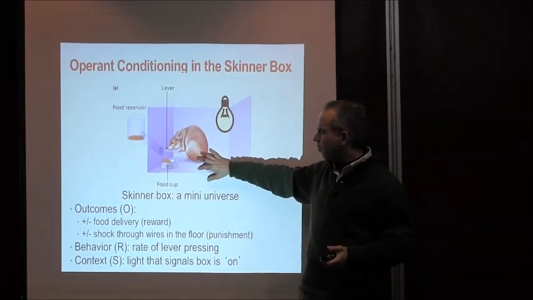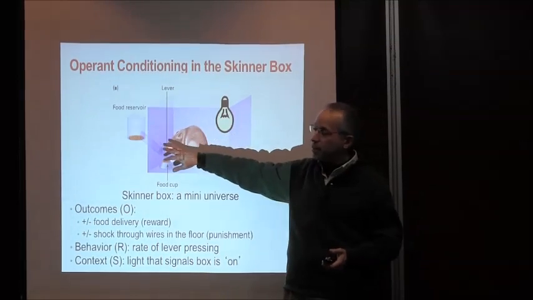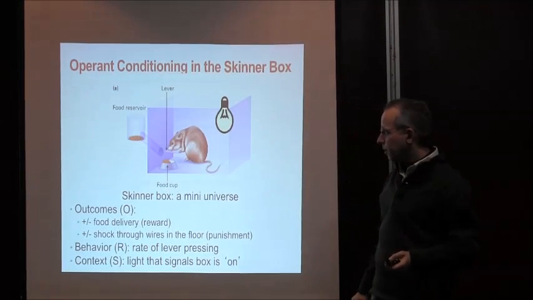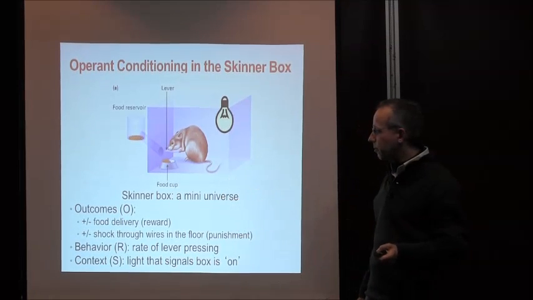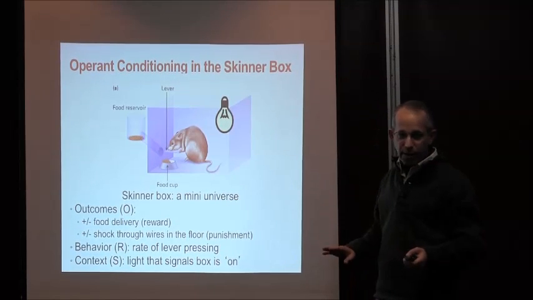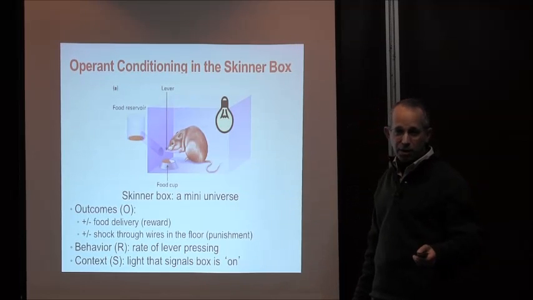And when the rat presses the lever in response to a particular light, it can then get food, which is the reinforcement. So the outcome is either food delivery, or there could be shock as an alternative. The behavior is a rate of lever pressing, and the context is a light that signals the box is on, the contingency is active.